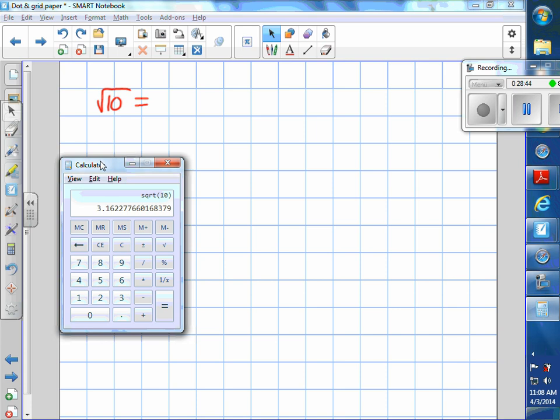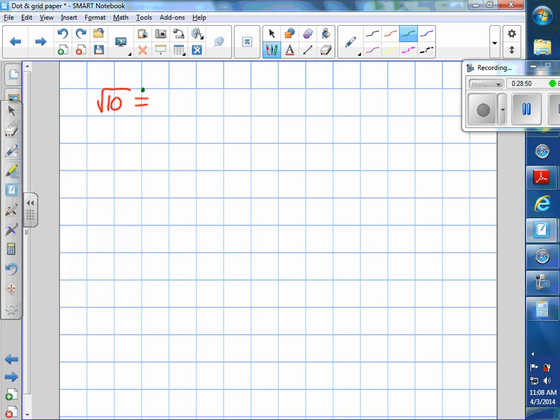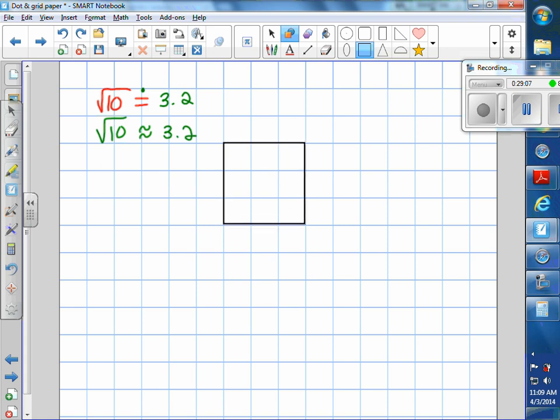So we're going to say this is about 3.2. Can you guys see that? But since it's not exactly 3.2, you might put a dot there, or you might see this: square root of 10 is about 3.2. It's not exact. Okay? So where it comes from is looking at your square below it, the square of 9.